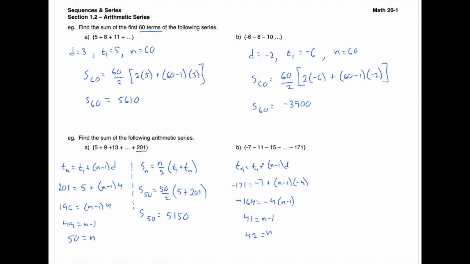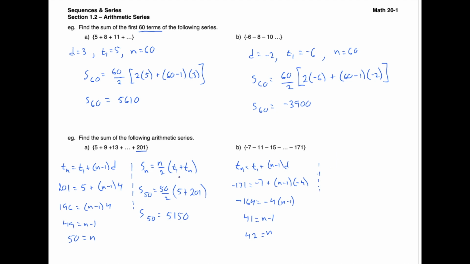So do watch your signs when you're solving for these. Your n value has to be a positive integer. So if you're solving for n and get a decimal, or a negative sign, then just make sure you always go back and check your work, because you have a sign error somewhere along the way.